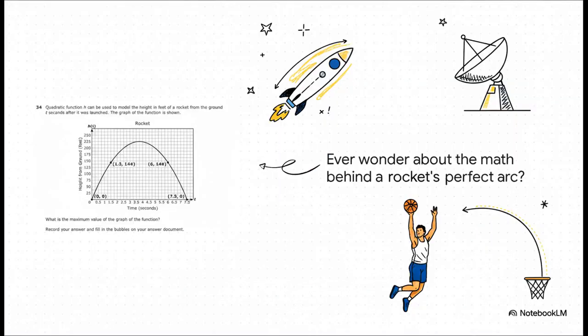I mean, have you ever looked at a rocket's flight path and wondered about the math behind it? That beautiful, perfect curve is called a parabola. And it's not just a random shape, right? It's a super precise mathematical curve you see everywhere, from a basketball shot to the shape of a satellite dish. And what's pretty amazing is that we can describe that entire journey with just one little piece of code.